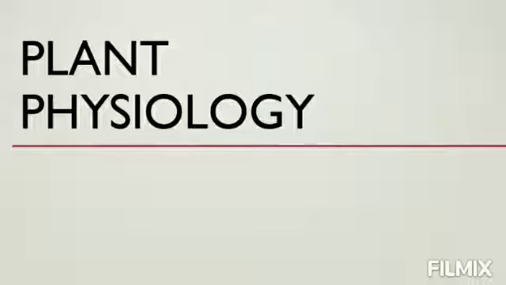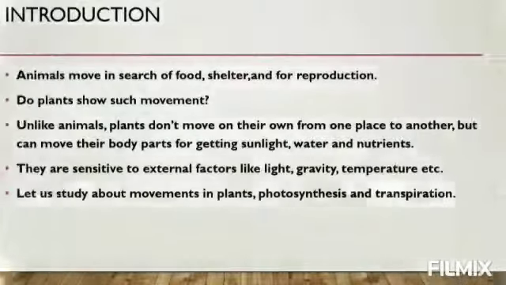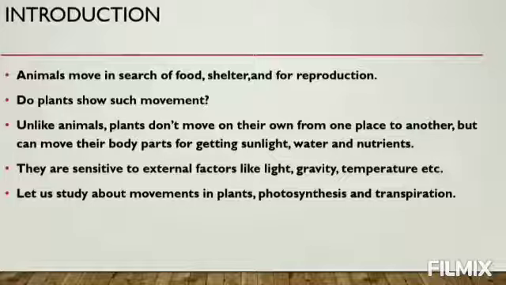We all know that animals are able to move from one place to another in search of food, shelter, and for reproduction. But plants do not show such movements. But plants can move their body parts towards sunlight, water, and nutrients, whatever they are in need of. Plants are very sensitive to external factors such as light, gravity, and temperature.